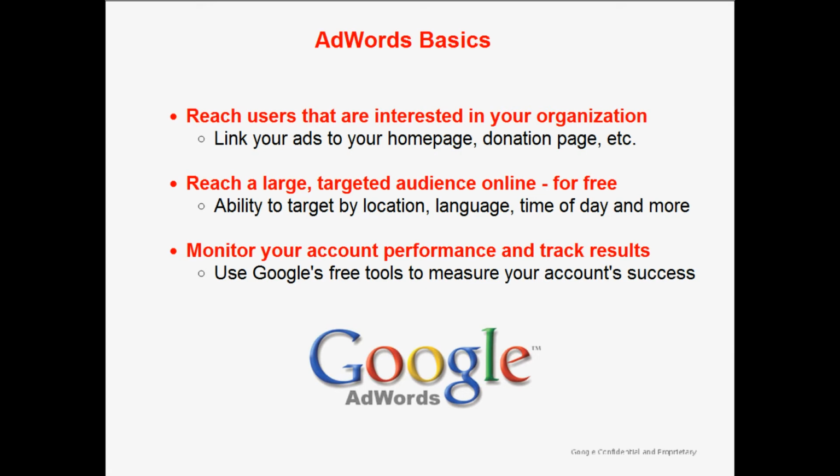There are a lot of configuration settings in AdWords. Today we're really only going to talk about location, but you can also configure language, time of day, and so much more. And then finally, you can monitor your account performance and track results. Google wants to reassure that the user's keywords, or the words that they type into the search bar, bring them to a web page that will ultimately assist them in achieving their goal, whether that's volunteering, donating, or finding a new pair of shoes.